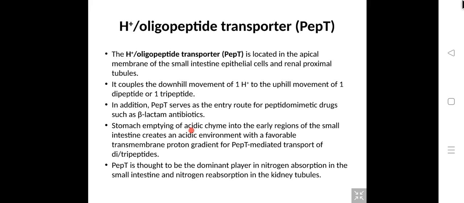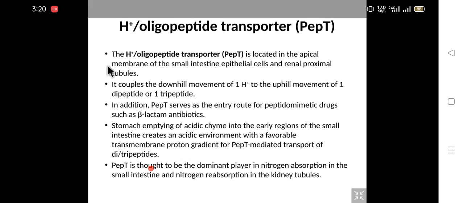Stomach emptying of acidic chyme into the early regions of the small intestine will create an acidic environment with a favorable transmembrane proton gradient. Protons are the ones which determine how acidic the environment is. So the gradient caused by that acidity is what is responsible for PEPT-mediated transport of either di- or tripeptides.